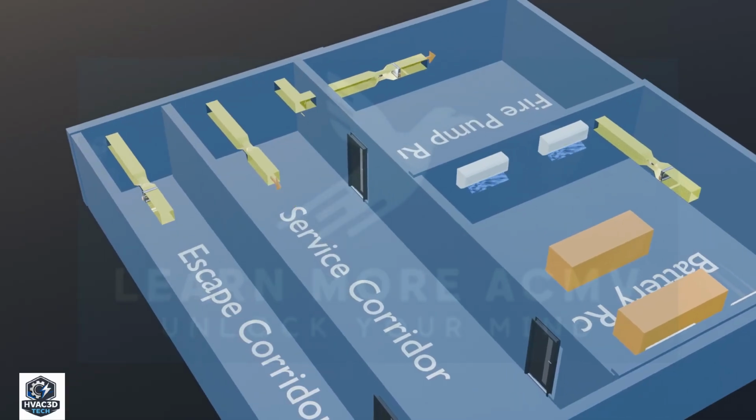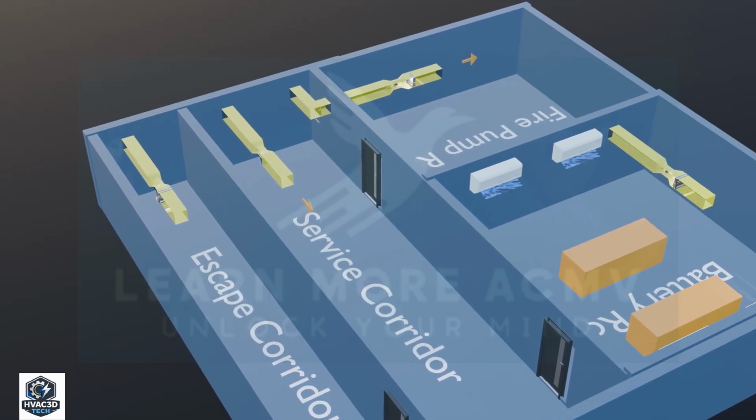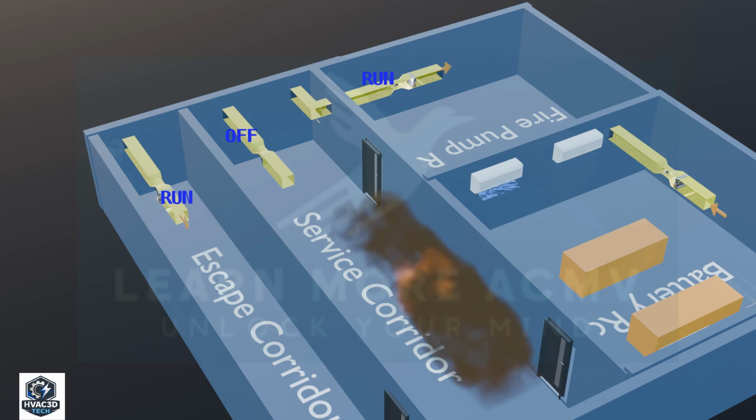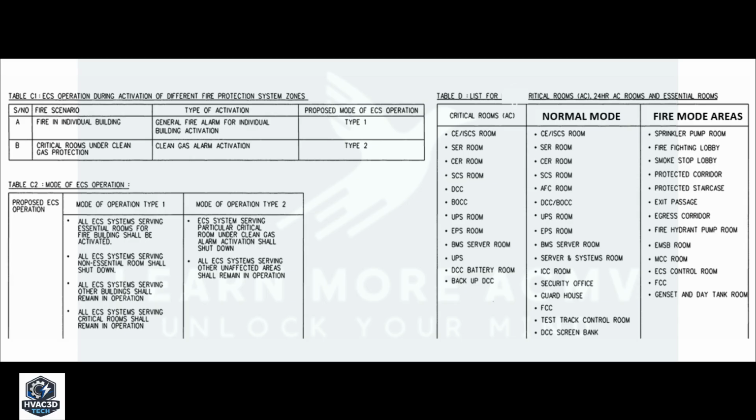During a fire, normal mode ventilation systems are usually switched off. Emergency mode systems are designed to operate even during a fire. For example, ventilation serving only rooms may not be required to run during a fire, but systems serving escape corridors, smoke stop lobbies, lift lobbies, and fire pump rooms must continue operating, as these are the main escape routes for occupants. Because these systems must function during a fire.